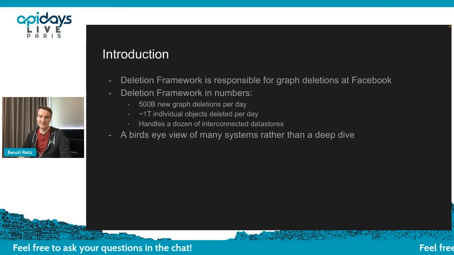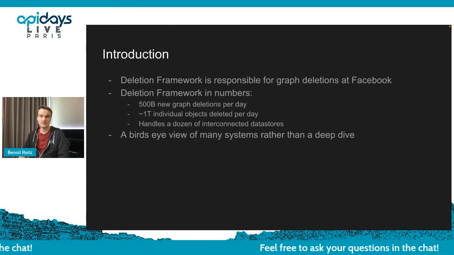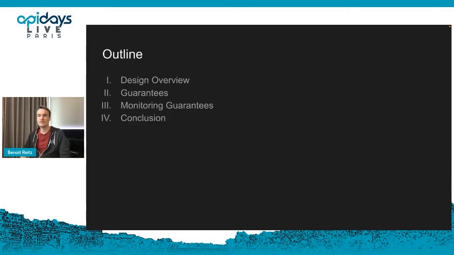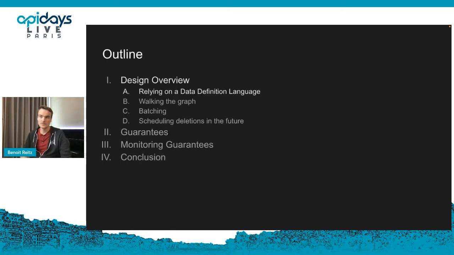In terms of scale, deletion framework handles 500 billion new graph deletions per day, which accounts for approximately 1 trillion individual objects that we delete per day. And we handle a dozen interconnected data stores, which hold the entirety of the Facebook graph. Finally, this talk is going to be a bird's eye view of many systems rather than a deep dive. So without further ado, let's get started with the design overview of deletion framework.